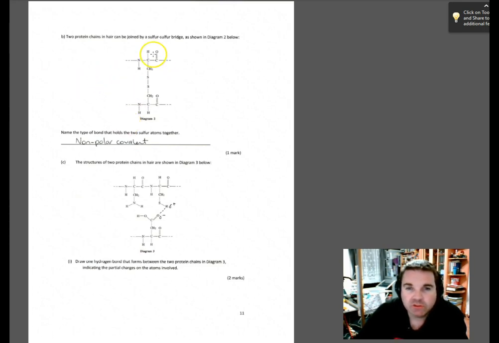Then it goes on to showing 2 protein chains here, joined by a sulfur-sulfur bridge. Name the type of bond that holds the 2 sulfur atoms together. It's 2 identical non-metal atoms, so it's a non-polar covalent bond.